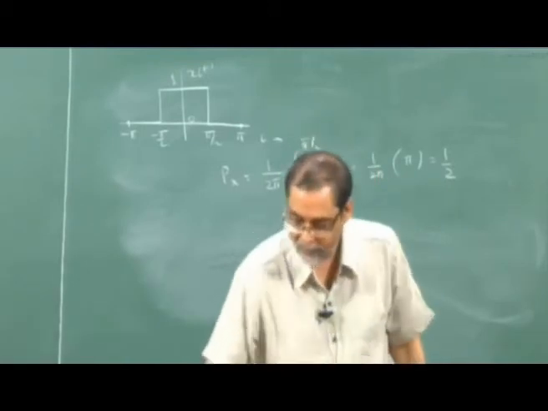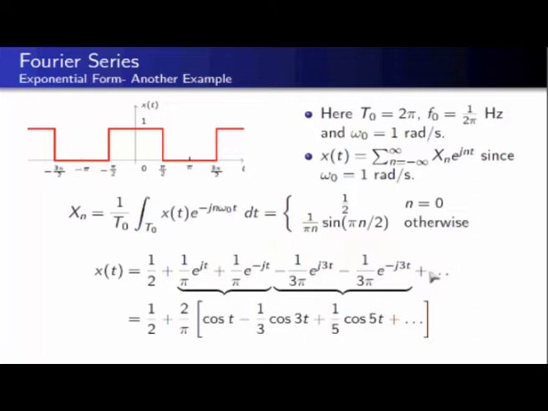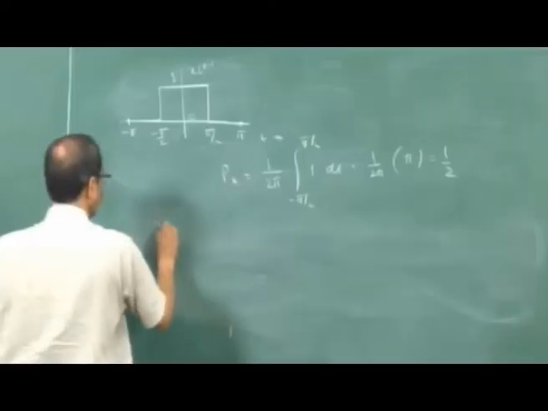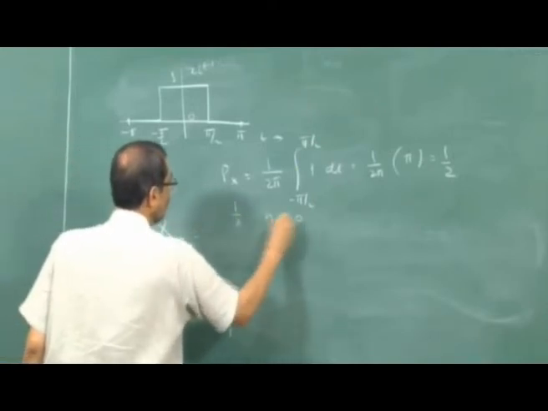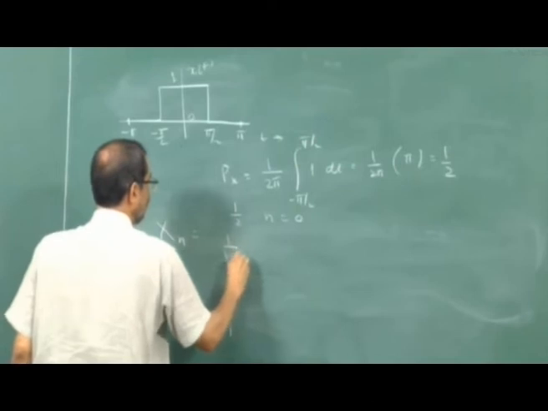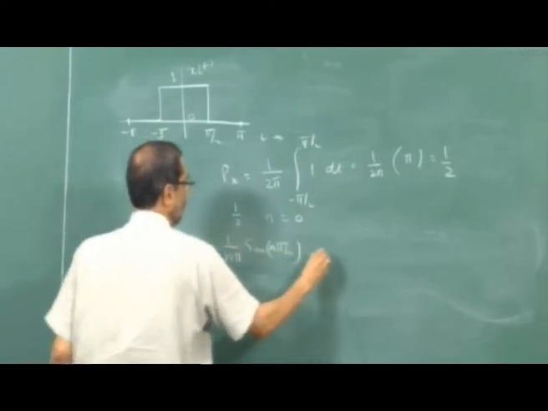But if you go back and look at what value we had for xn, we had xn equal to half for n equal to 0, and 1 by n pi sin of n pi by 2 otherwise.